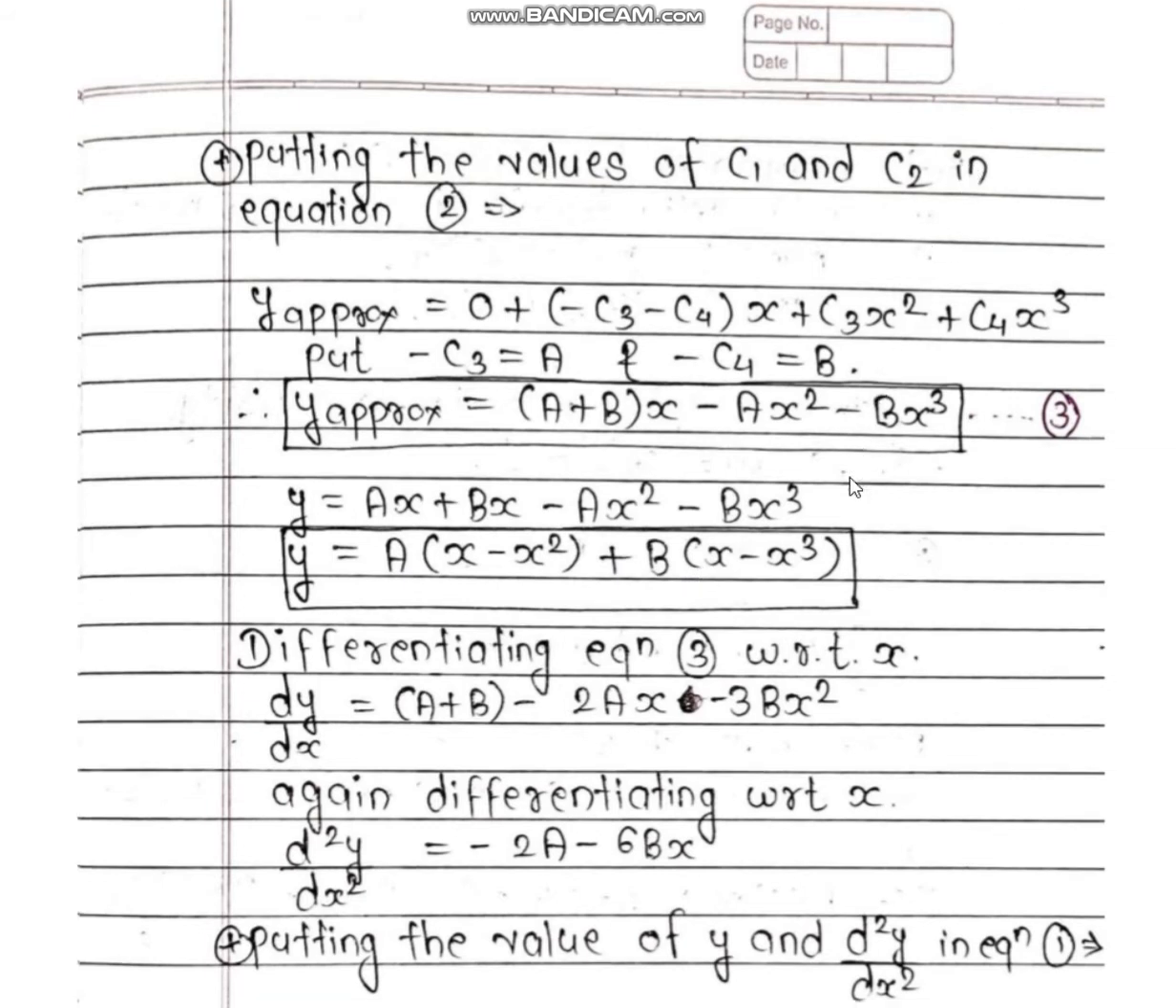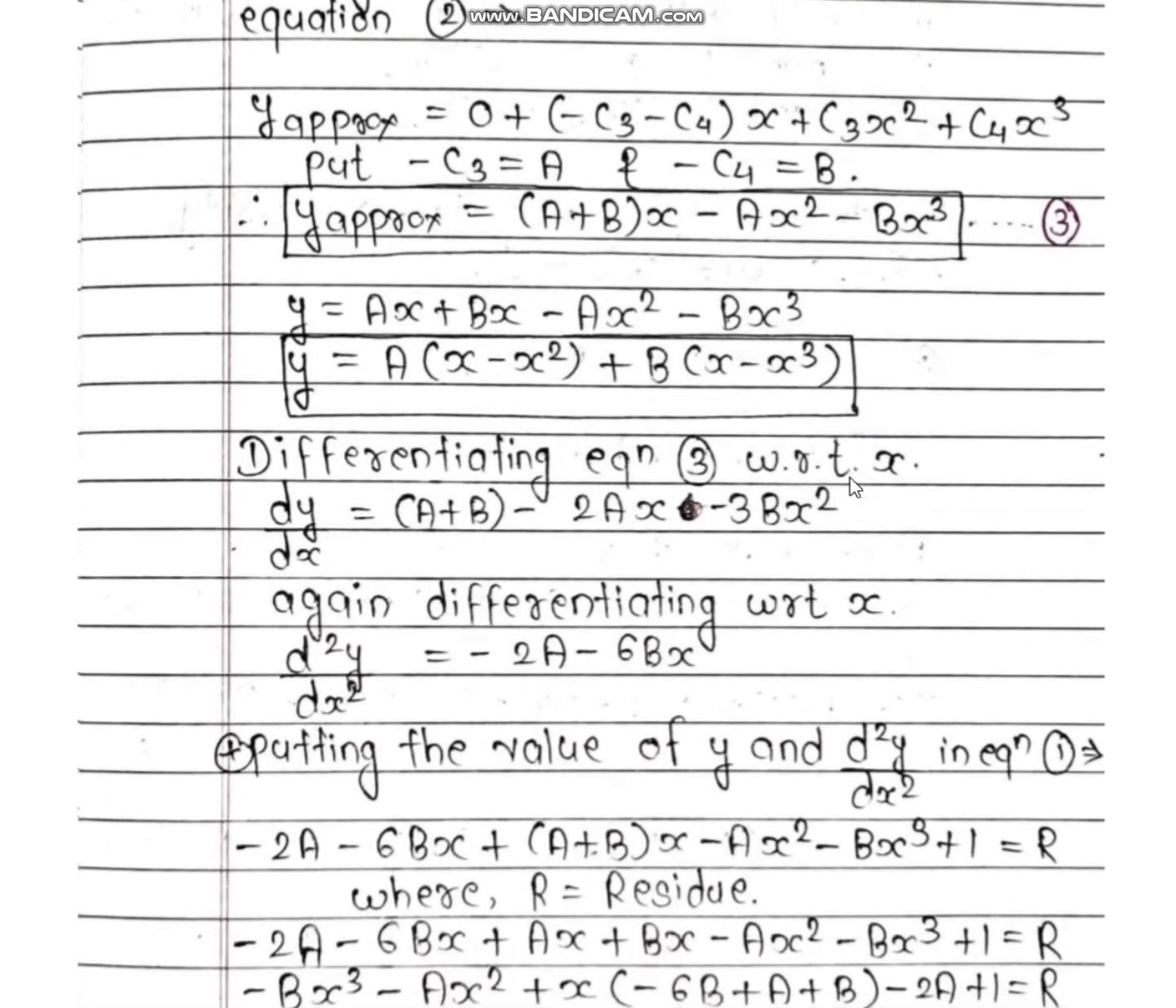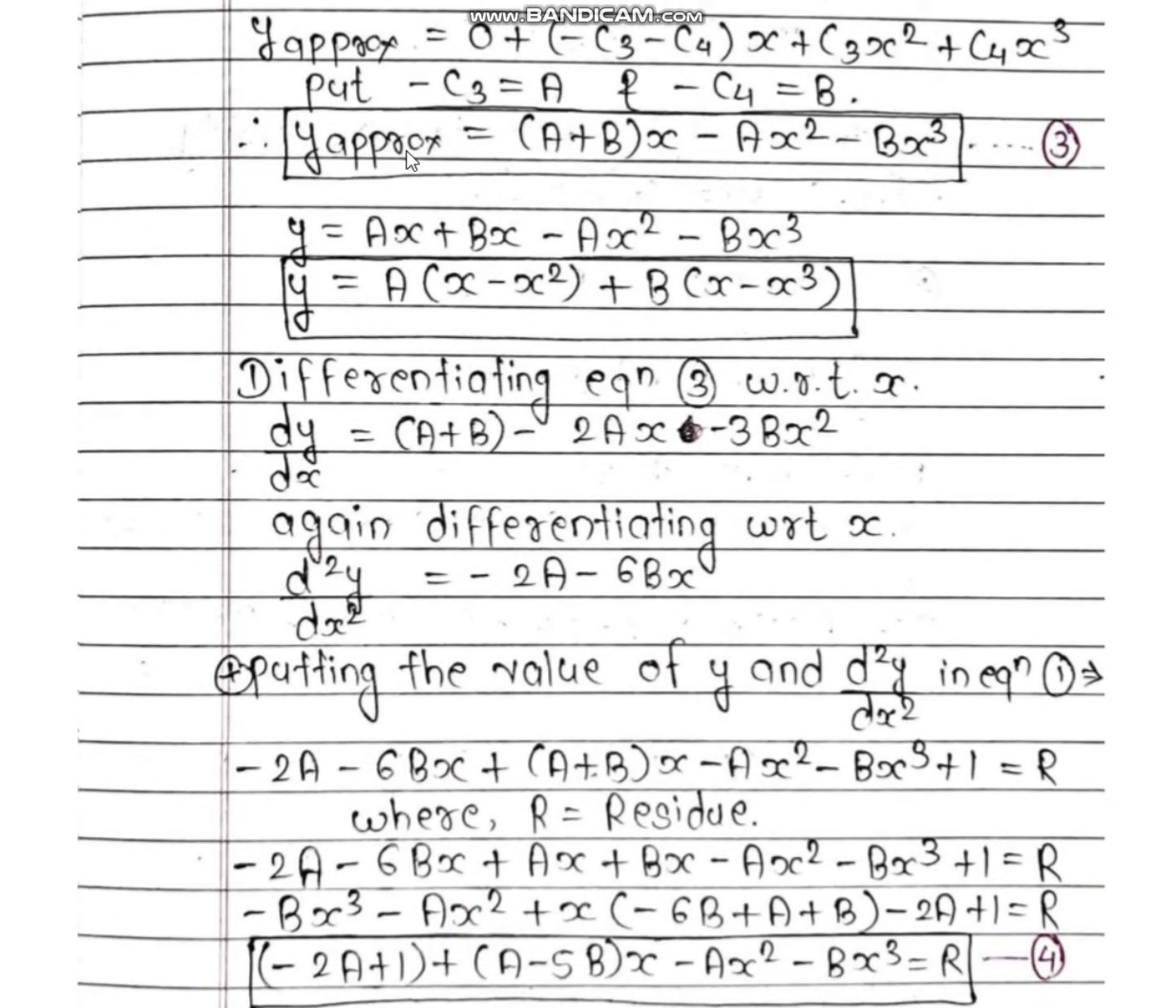So now what we have to do, that we have get the equation number 3 as y approximate equals to a plus bx minus ax square minus bx cube. So we have to differentiate the equation number 3 with respect to x. So the differentiation of y will be dy by dx. The differentiation of a plus bx will be a plus b. The differentiation of minus ax square will be minus 2ax. The differentiation of minus bx cube will be minus 3bx square.